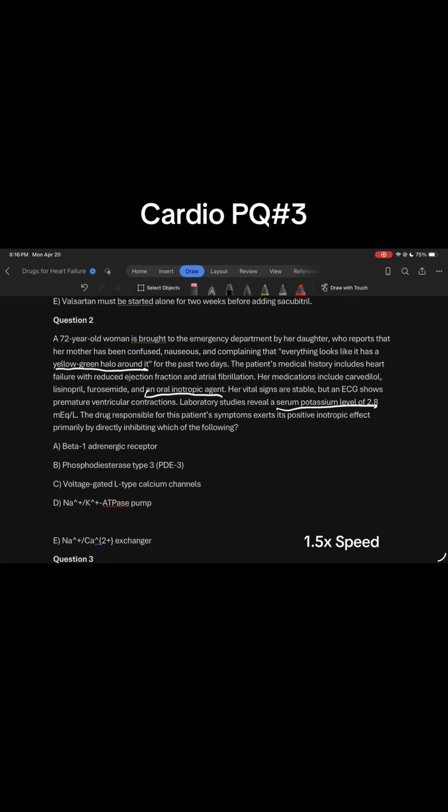Then we're going to have the sodium-potassium ATPase pump. And that most likely will be our answer because, and I forgot to write this earlier, but that sounds like digoxin tox.